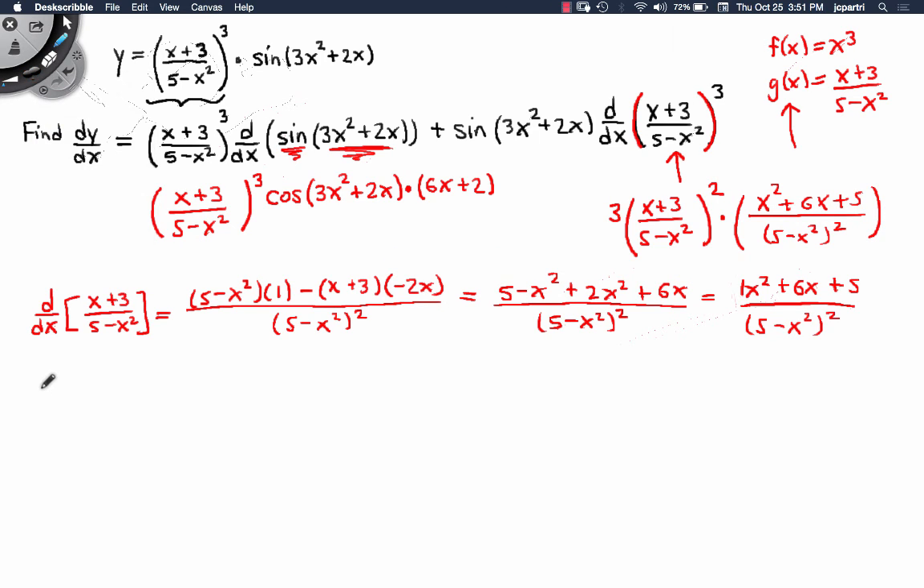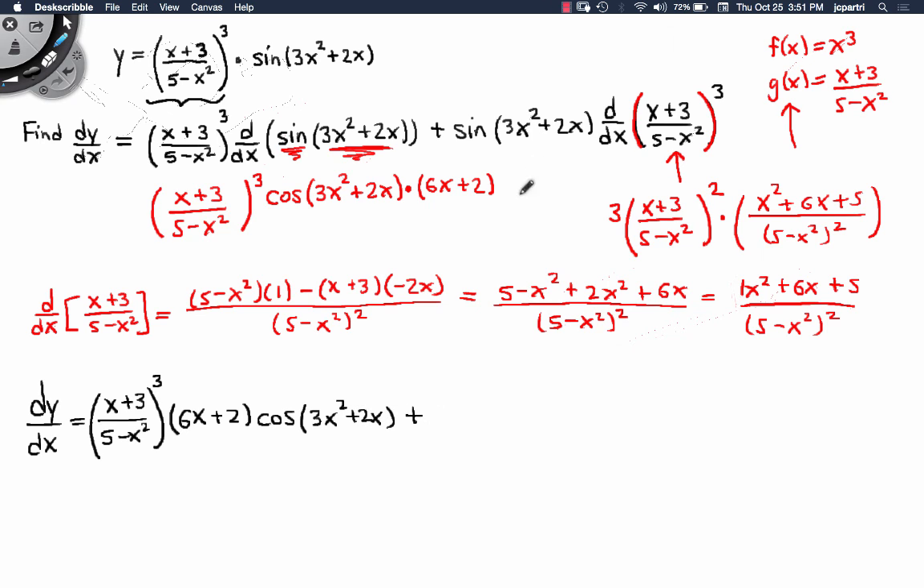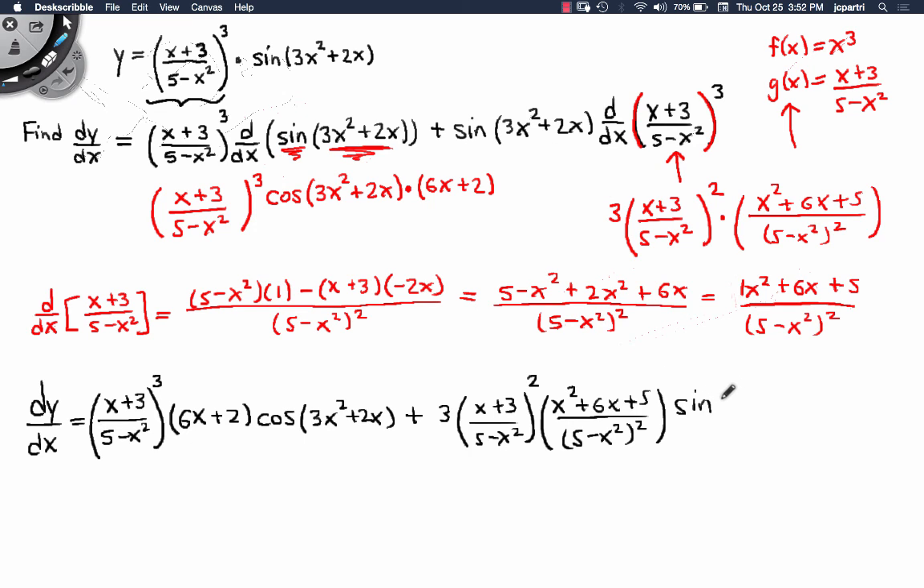Now we can write the final answer. dy/dx equals x plus 3 over 5 minus x squared, cubed, times, I'm going to put it in the middle actually, 6x plus 2, put the trig function at the last part, 3x, plus 3 over 5 minus x squared, squared, times x squared plus 6x plus 5 over 5 minus x squared, squared, times the sine of 3x squared plus 2x.